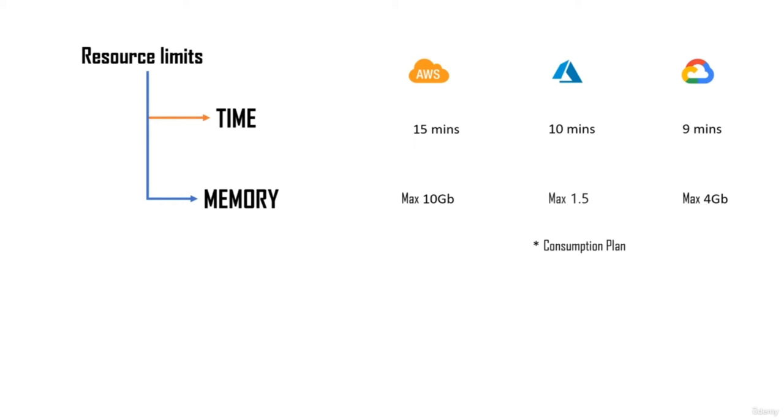And the same is the case with the memory as well. The maximum memory that AWS allocates for a particular Lambda function is 10 GB. For Azure, it's 1.5 GB, and for GCP, it's 4 GB. Now, these are limits that will keep changing. If you look at this slide and see that the numbers are different, that's probably because those numbers have been changed. I would imagine that these numbers would keep increasing, that is, the time limit would keep increasing, and so would the memory.